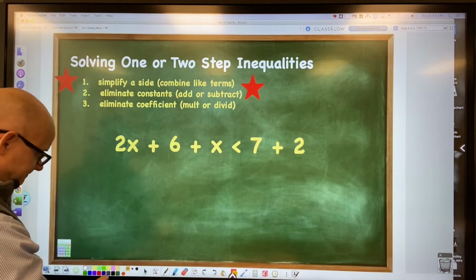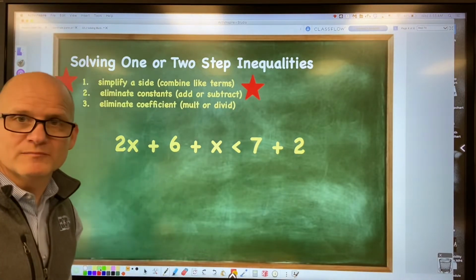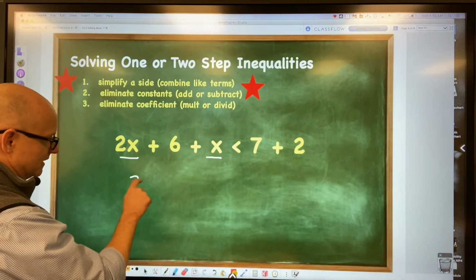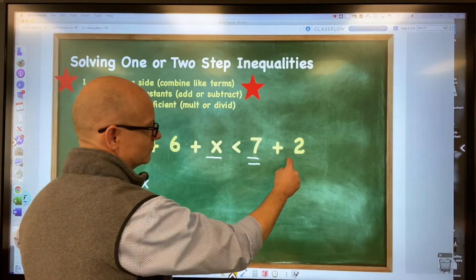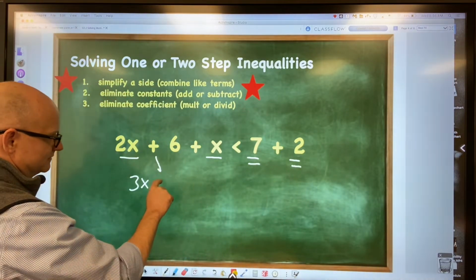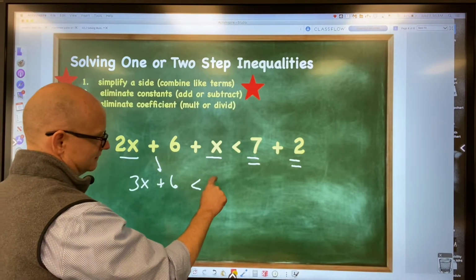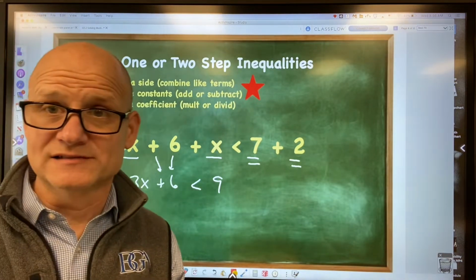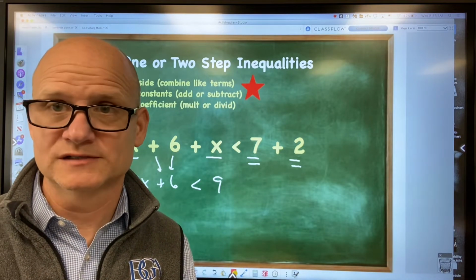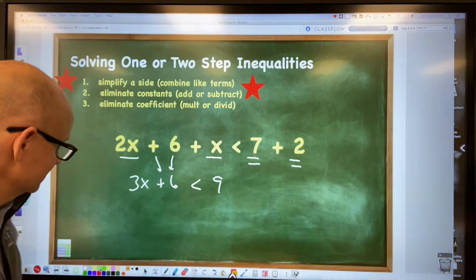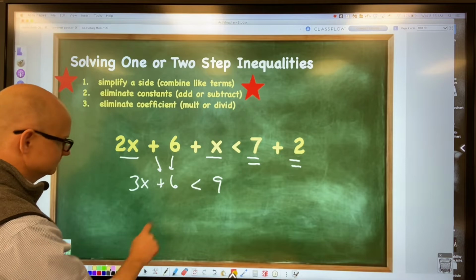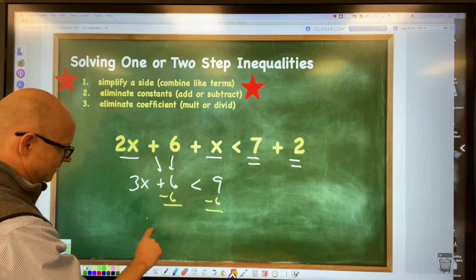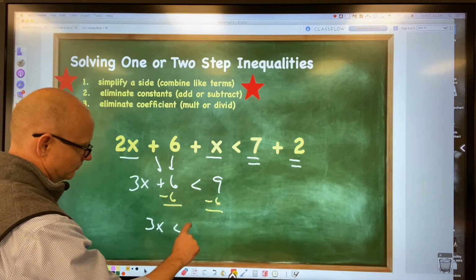So in this problem, what would I do first? Well, let's just combine all your like terms. So I would combine this 2x with this x, which would give me 3x. I would also combine this plus 7 with this plus 2. And so I would bring this down, plus 6 is less than 9. 7 plus 2 is 9. I brought the 6 down. All right, now let's eliminate that constant. You have a plus 6, so in algebra, you always do the opposite. The opposite of adding 6 is to subtract 6. So let's now subtract the 6. And so now my new inequality would be 3x is less than 3.